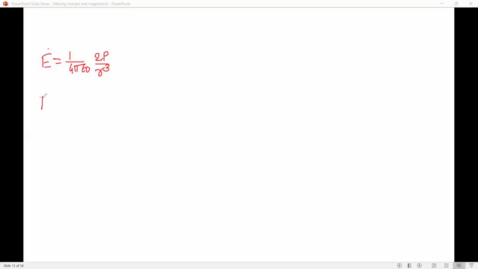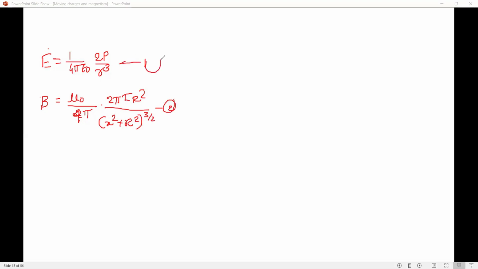For this we have done it in the last class. The magnetic field expression for the circular loop is given by, if you remember, using the Biot-Savart law, mu naught upon 4 pi into 2 pi I r square upon x square plus r square to the power of 3 by 2. This is our equation 2.